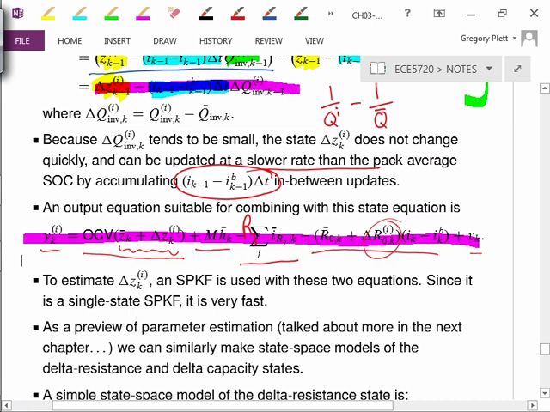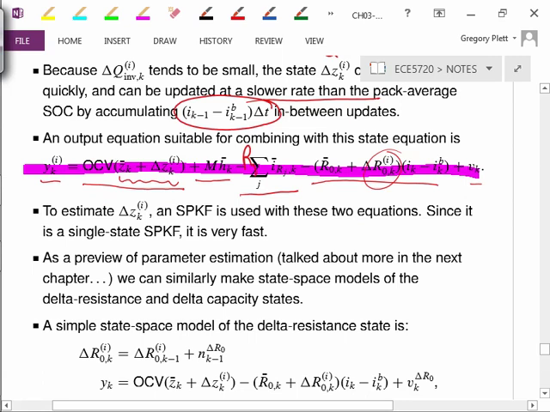Now, in this case, my sigma point Kalman filter for delta z is for a single state, and that's really fast. Remember, the sigma point Kalman filter needs 2L plus 1 sigma points, and if L is 1, I need only 3 sigma points, so that's a very, very small number. And so this is a very, very fast update.